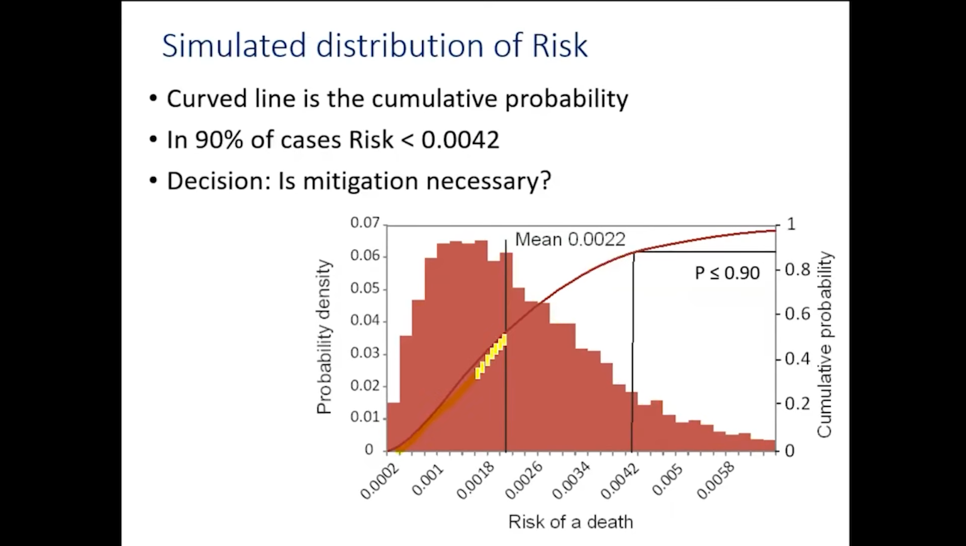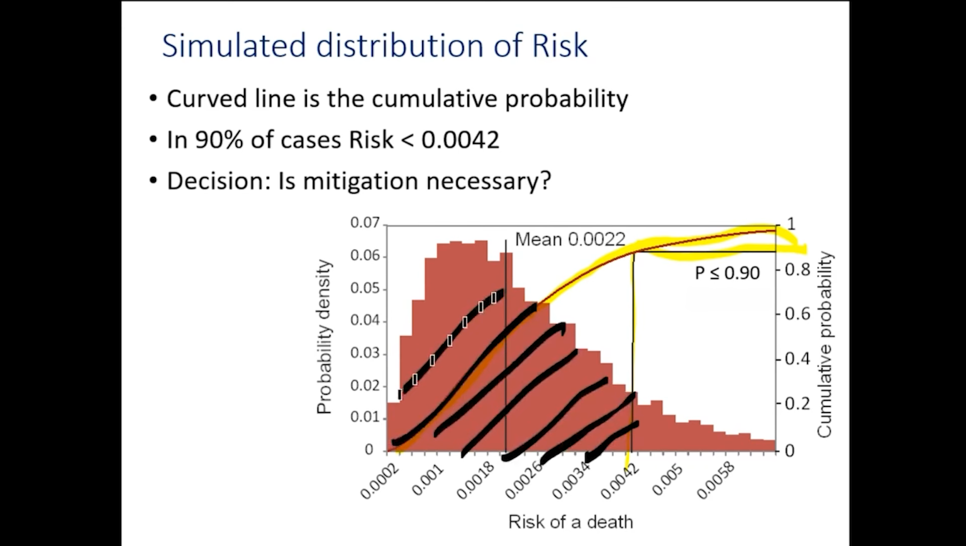In this graph, the curved line is the cumulative probability. So in 90% of cases, that is a non-exceedance probability of 0.9, we see the risk is less than 0.0042. So that's all the cases, all the probability that lies over here is less than 0.0042. And we can use this as a basis for our decision, for our evaluation. Is mitigation necessary for this particular logging road?